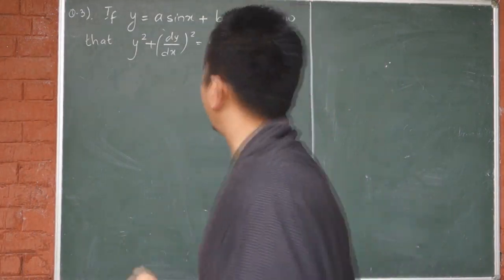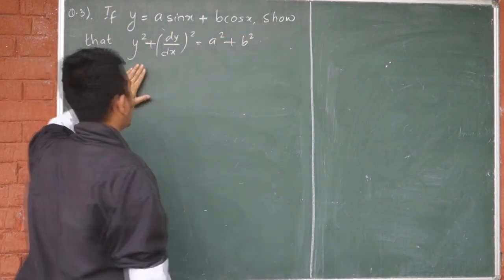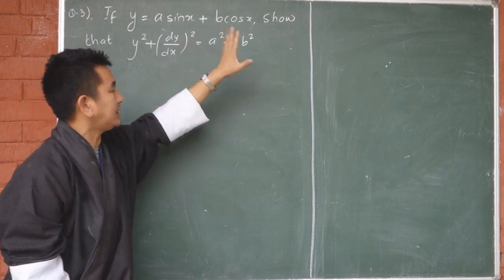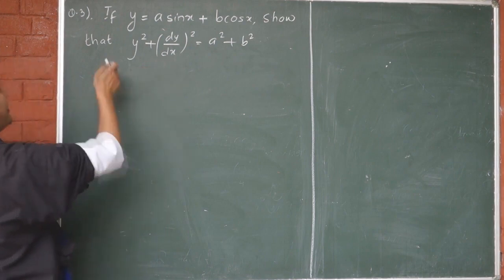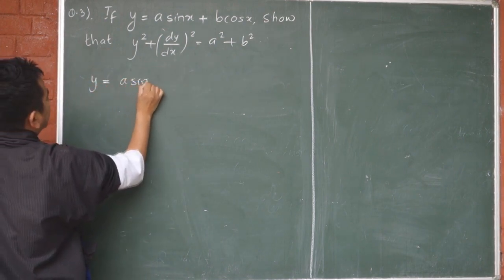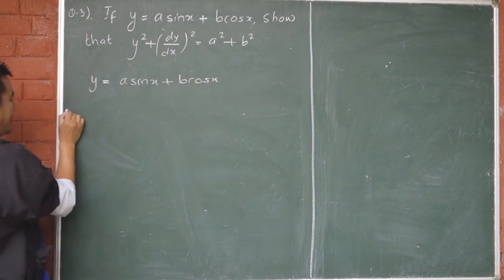So we have now question number 3. It's a proving question. If y equals a sin x plus b cos x, you need to show that y square plus dy by dx whole square is nothing but a square plus b square. So how to go about this one? Since we need dy by dx, let me first write y. What's the y? We have a sin x plus b cos x. Let's find dy by dx.